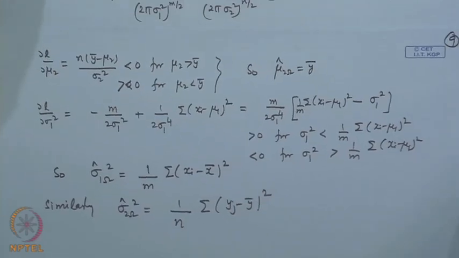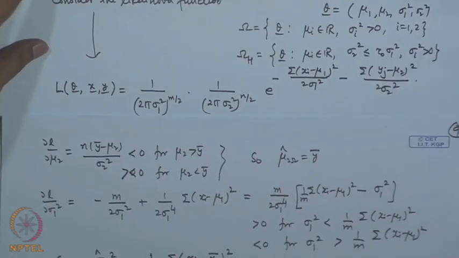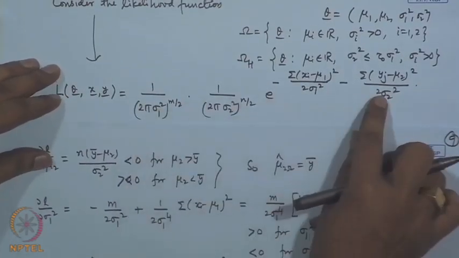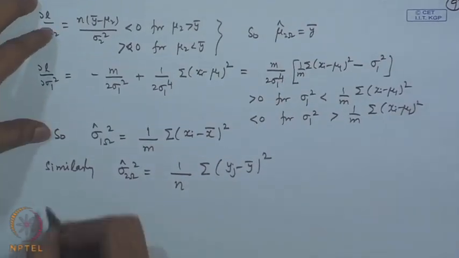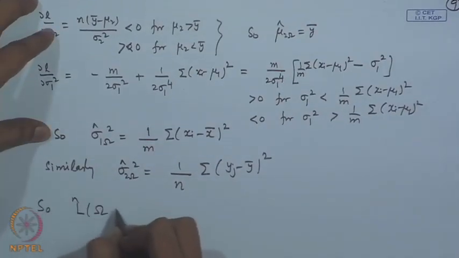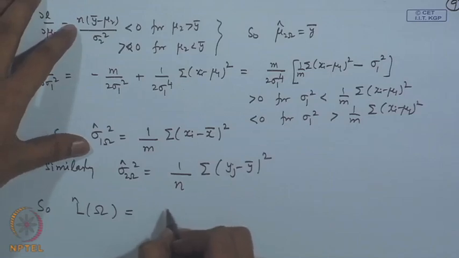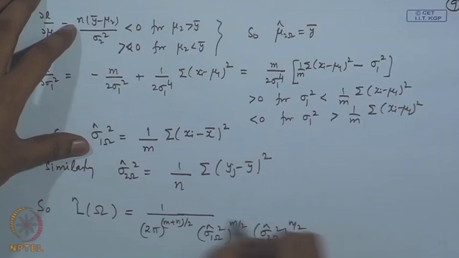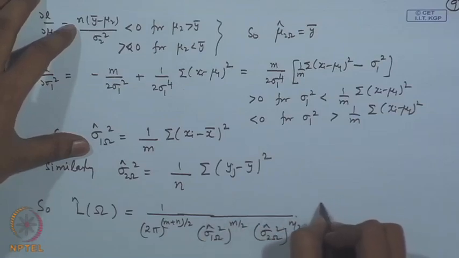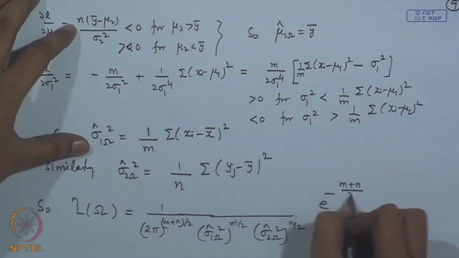Now, these values I substitute in the likelihood function. In this likelihood function, if I substitute the maximizing values, I get L hat under omega, which becomes equal to (1 by 2 pi) to the power (m plus n) by 2, (sigma1 hat omega squared) to the power m by 2, (sigma2 hat omega squared) to the power n by 2, e to the power minus (m plus n) by 2.